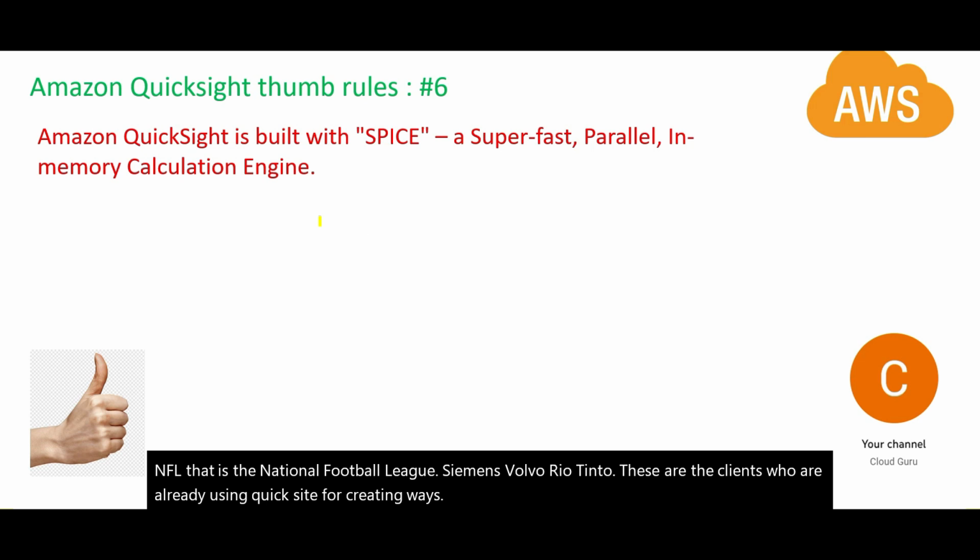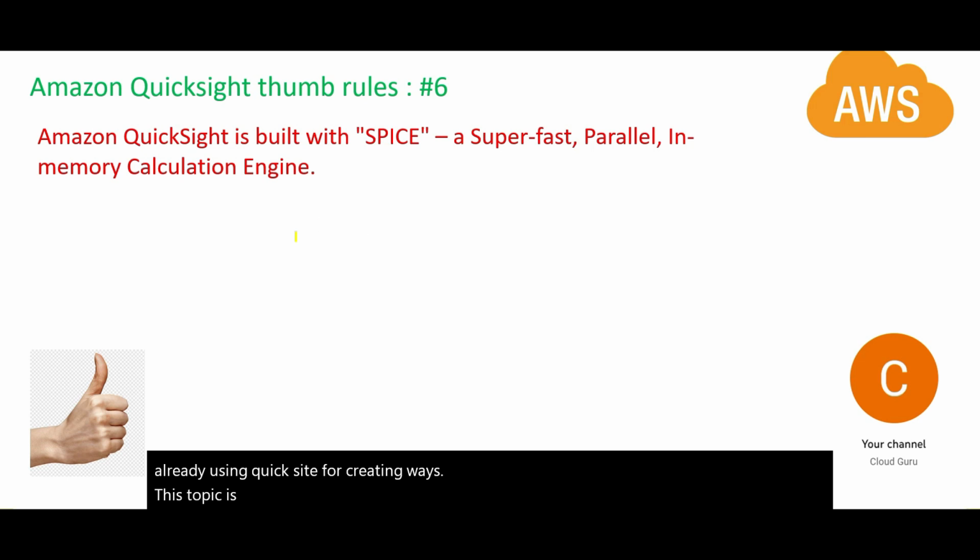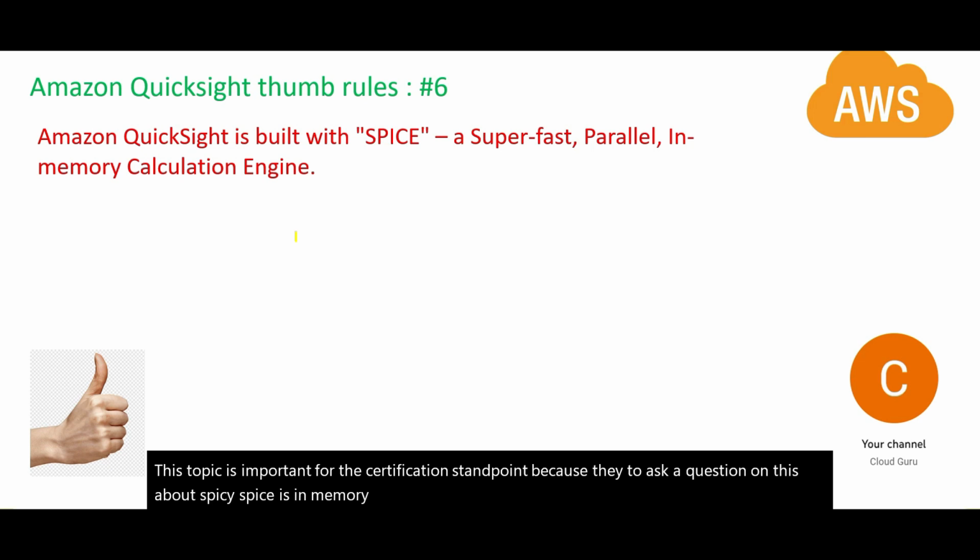Now, this topic is important from a certification standpoint because they do ask a question on this about SPICE. SPICE is an in-memory calculation engine. You should remember that. QuickSight, the heart of QuickSight is SPICE. It's a super fast parallel in-memory calculation engine.